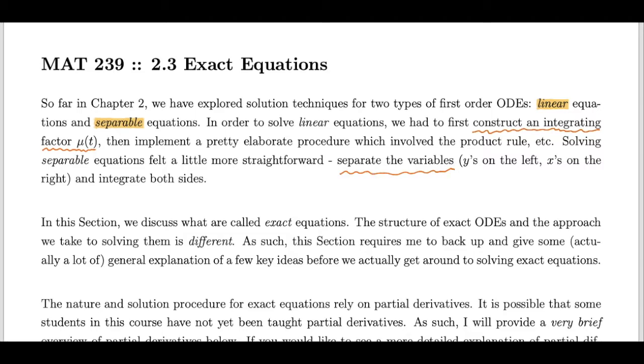In this section, we introduce a type of first-order differential equation called exact equations. The approach that is required to understand and solve exact equations is very different from the approach of the first two sections. I would strongly encourage you to pause the video right now and carefully read through the rest of the notes for this section.